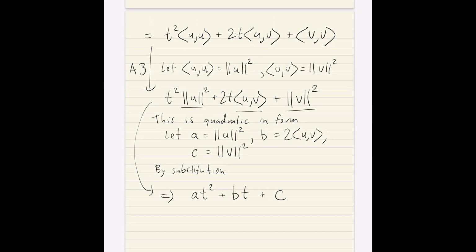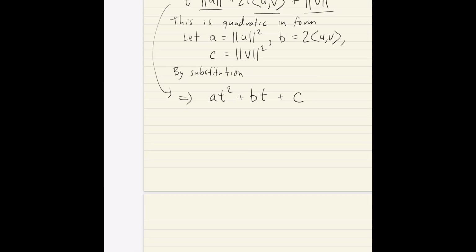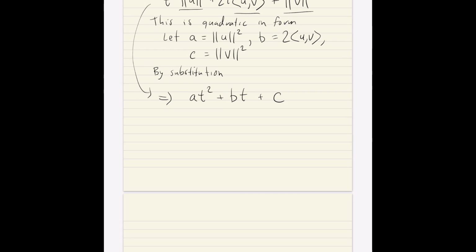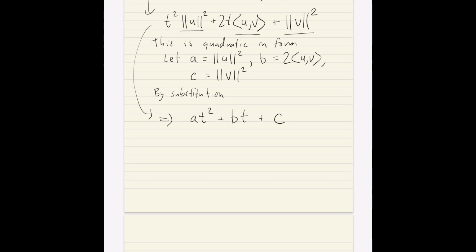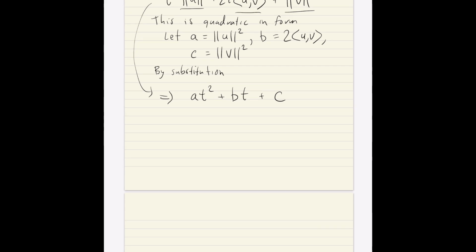How do you solve a quadratic equation? Well, typically we would try to factor it, but we don't know exactly how to factor this. So we can use the quadratic formula. So that's A4. Now, before we do that, I want to know something about this quadratic. What does its shape look like?